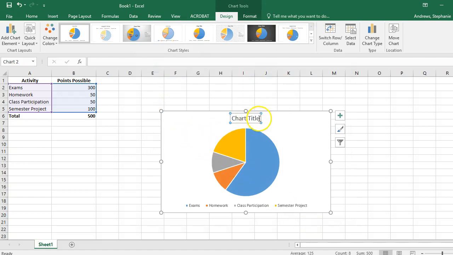A good chart title, just by clicking on it, it's going to allow us to type in information. And in our case, we could call it, I don't even know what we can call it at this point. We'll just call it a chemistry grade. It's Dr. Latour. Grade pie chart. Not a great title, but it gets the idea across that the exams are down here in blue and represent the largest percentage, and then the other parts fall in accordingly.